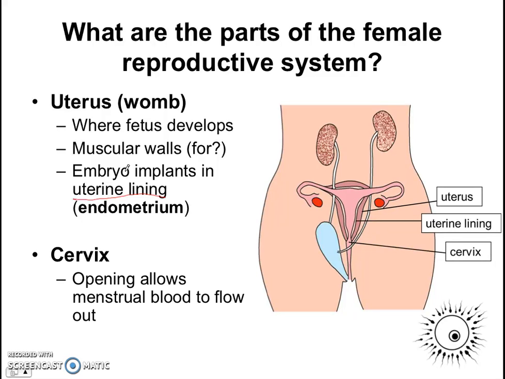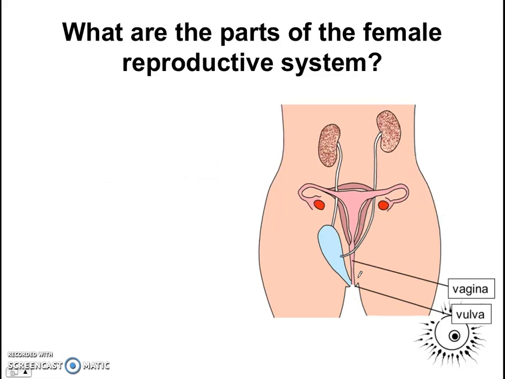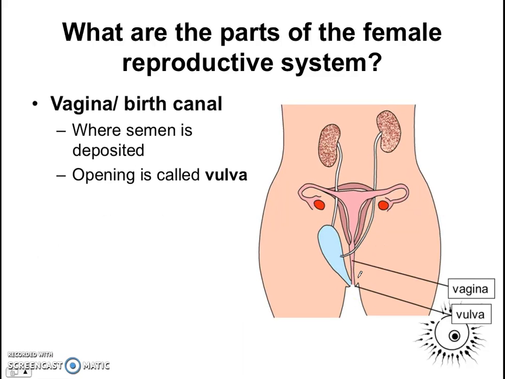Now at the bottom of the uterus, you will find the cervix, which is the opening into the uterus. This allows menstrual blood, the endometrium, when it breaks down, to come out through the cervix and then out through the vagina, out of the body. So here is the vagina. It is also called the birth canal. This is the place where the semen is deposited during sex or intercourse. And the opening of the vagina is called the vulva.